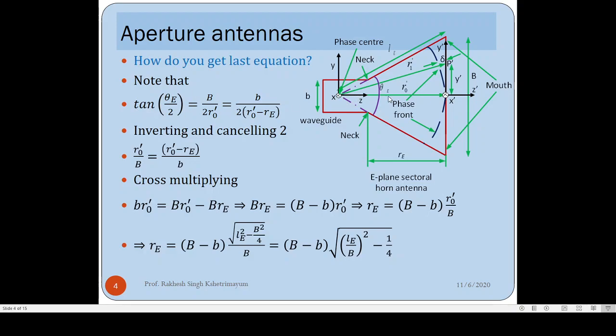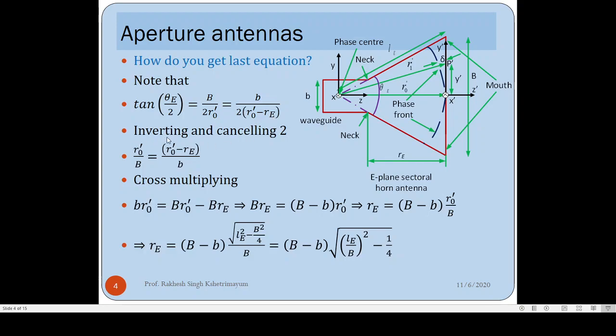So what is tan of theta E by 2? Tan of theta E by 2 is B by 2 divided by R0 dash. This is B by 2, this is R0 dash. Similarly, at this portion, tan of theta E by 2 is small b divided by 2 over R0 dash minus RE. This length is small b by 2, since the total length is b. This length here is R0 dash minus RE. R0 dash is this length here, RE is this length here. So the distance from the face center to the neck of the horn antenna is R0 dash minus RE.